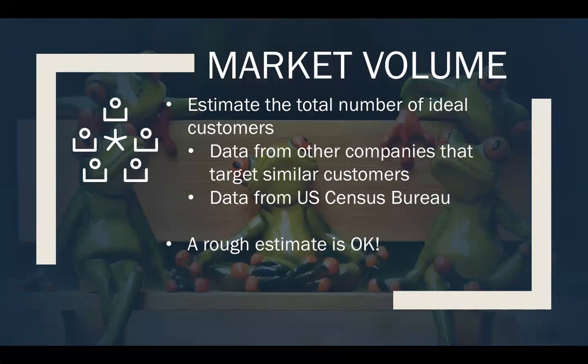And a rough estimate is totally okay. Just try and get in the ballpark. For example, let's estimate that there are 100,000 of your ideal customer, and you eventually find out that there's only 80,000. It's not a big deal because you only have a 20% variance there. What would be a little bit more concerning is estimating that there are 5 million of your ideal customers, and then you find out there's only 500,000. You have a 90% variance. Not so good.